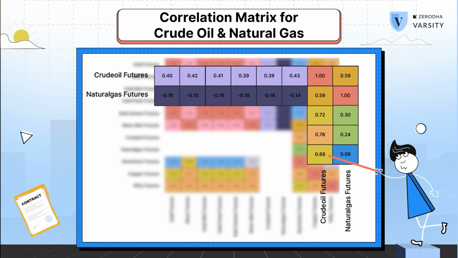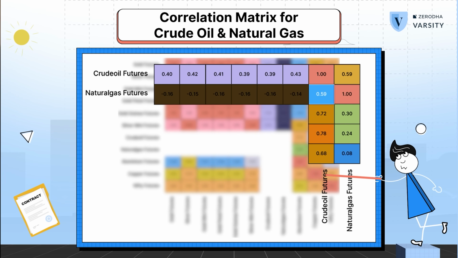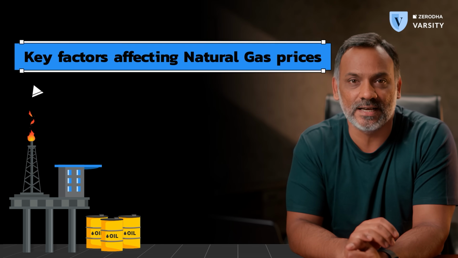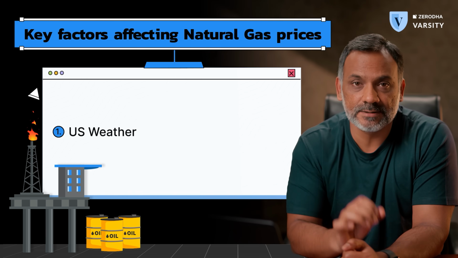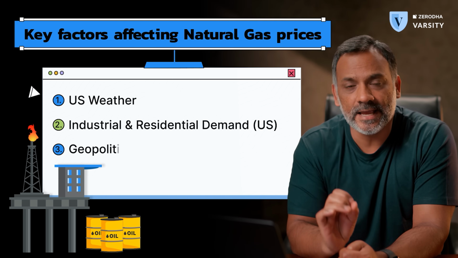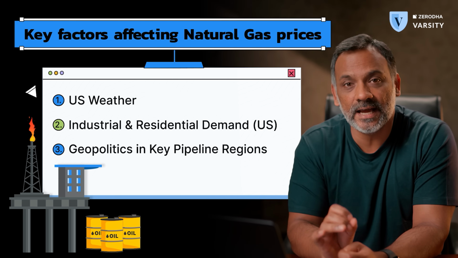One common misconception that traders have is that crude oil and natural gas are highly correlated. But this is not true. Crude oil and natural gas have a correlation of 0.58, which is not considered high. The factors that influence natural gas are slightly different compared to crude oil. Here are a few factors that influence the price of natural gas. The weather conditions in US, industrial and residential real estate demand in the US, geopolitics, especially in countries where large natural gas pipelines run. Needless to say, you can of course apply technical analysis on natural gas as well.